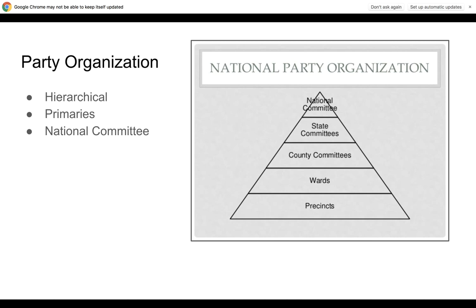Okay, party organizations. This is sort of common sense. They are hierarchical, right? They start from within towns to the wards to counties, states, and national. Primaries help with the national organization. There are national committees. I wanted to give you the heads of the national committees. I'll probably do that in the next video.